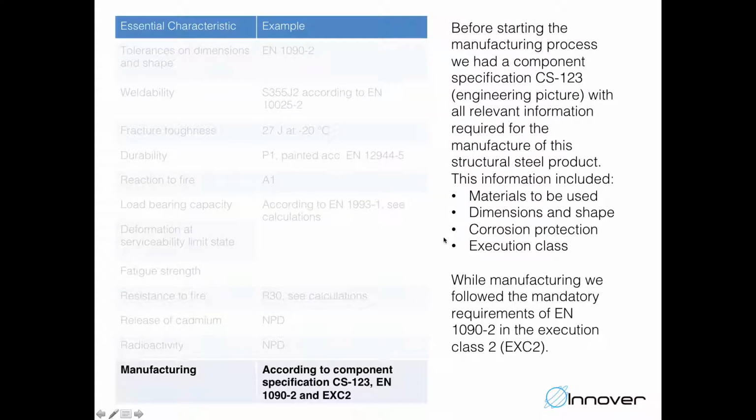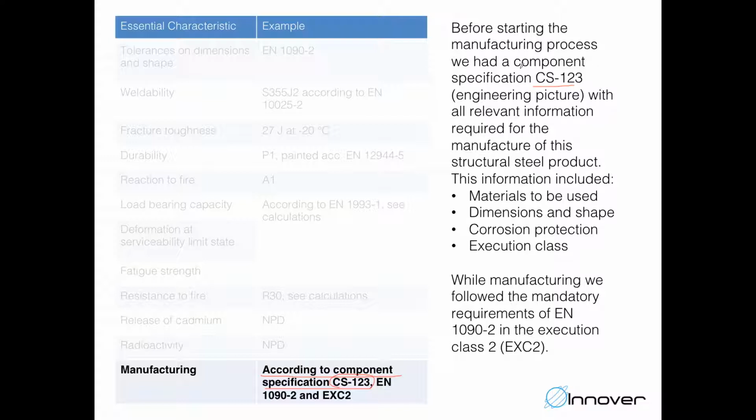Then what we are saying is that before starting the manufacturing process, we had a component specification. So the manufacturing was done according to a component specification, in this case CS123. The component specification is just a fancy word for engineering picture, so you don't get confused by this word, but I just want to introduce this component specification here because it's really widely used in the CE marking circles, and so you better get used to the word component specification.